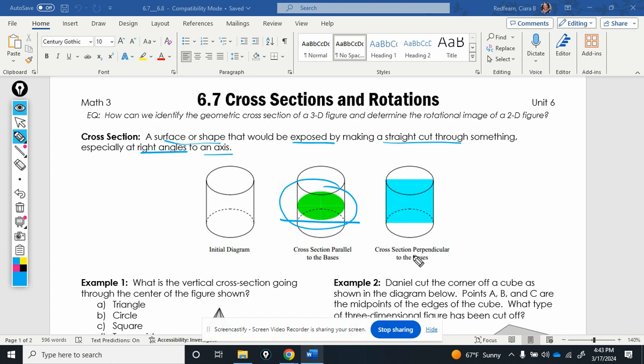Okay. Now a cross section being cut perpendicular to the base, which will be from up and down or top to bottom, will form a rectangle once it is cut through the cylinder. Okay. So our whole lesson is to think about these types of shapes and figure out what type of cross section will be formed if we are cutting left to right, which is parallel, or up and down, perpendicular.